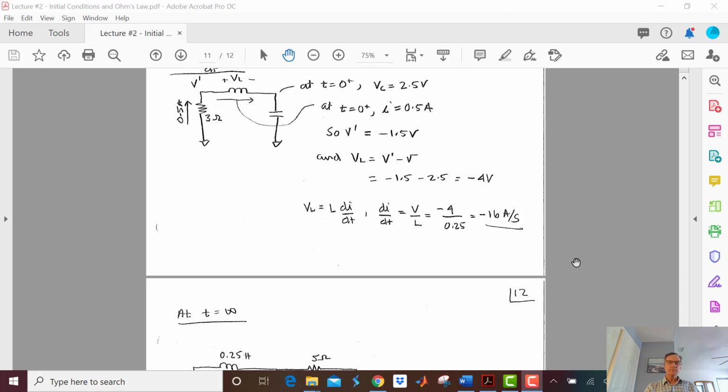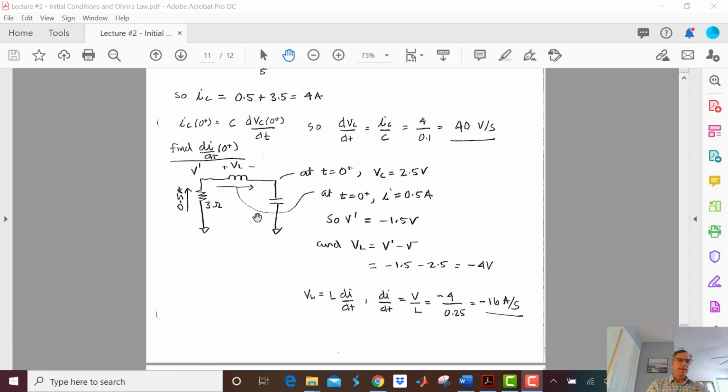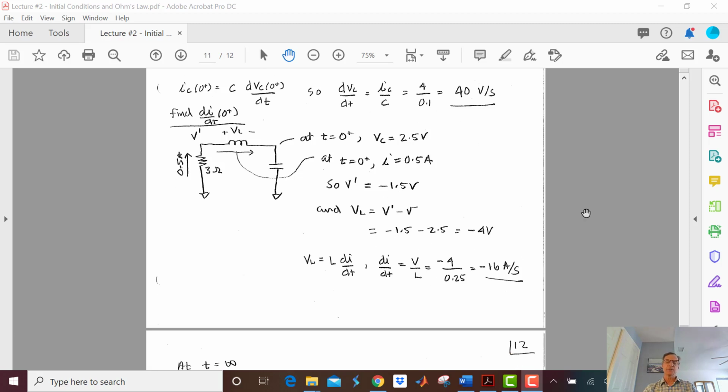So you can see here that things just got a little complicated for me. So I did what engineers do. I drew a picture and I made it simple. And then we got the answer.